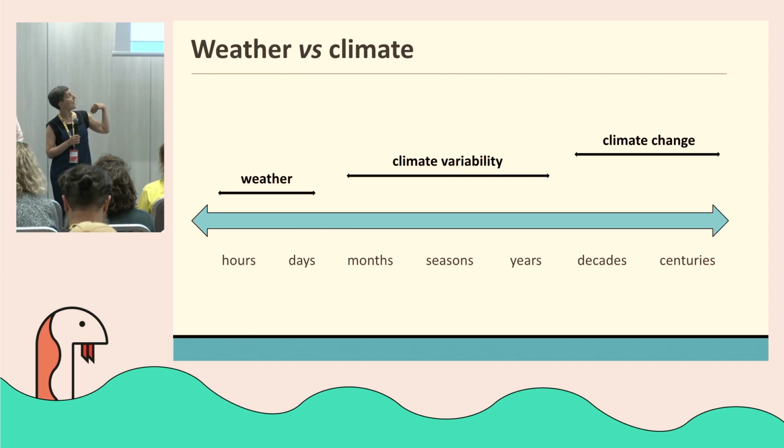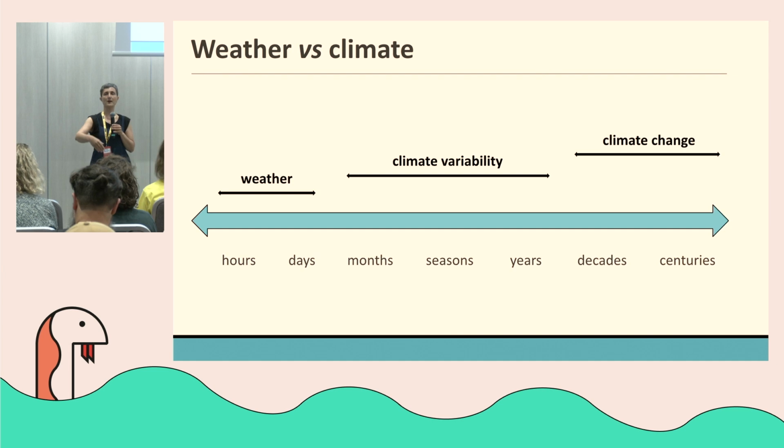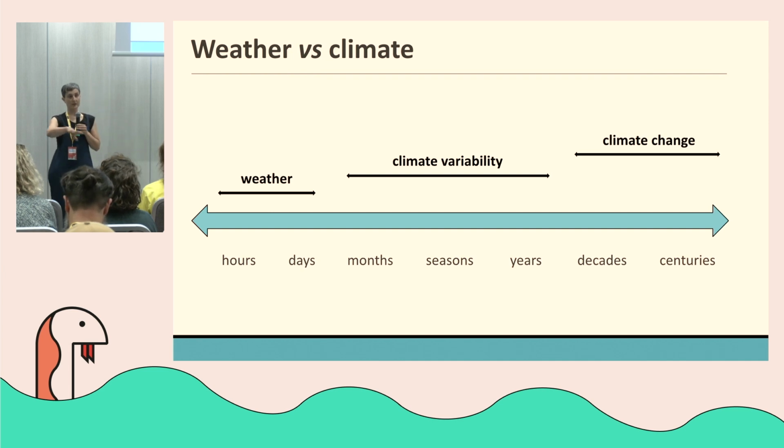If we talk about climate variability, we speak about differences and variability in weather in the time span of seasons, of years. For example, is this summer warmer or colder than last summer? But if we talk about climate change, we see the changes in a time span of decades or centuries. When we talk about global warming, this is what we talk about, the climate change.